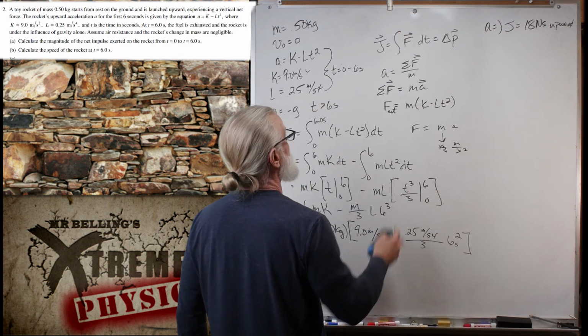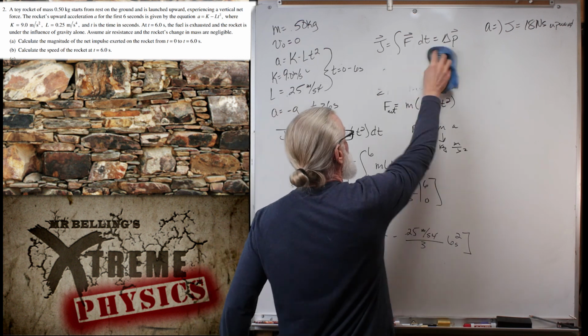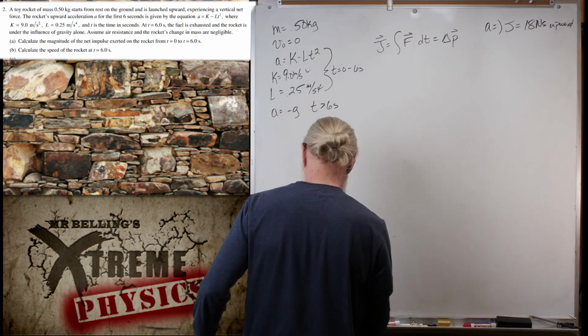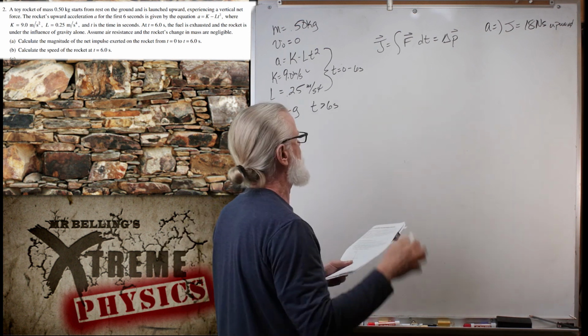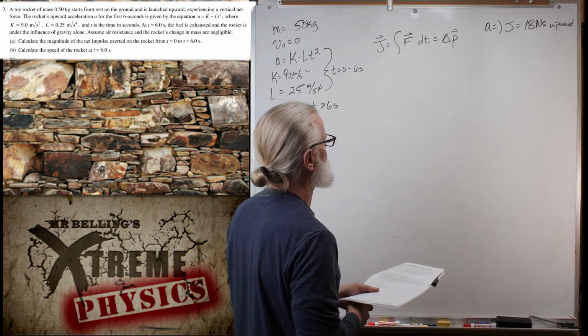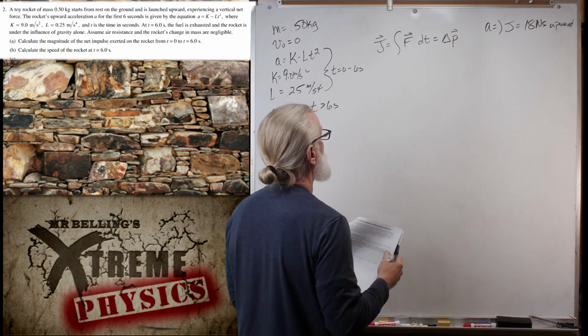We're going to use change of momentum. We're going to use impulse equals change of momentum. That's what we're going to do. Impulse causes a change in momentum. Calculate the speed of the rocket after 6 seconds. All right, well, that was impulse after 6 seconds, 18 newton seconds.